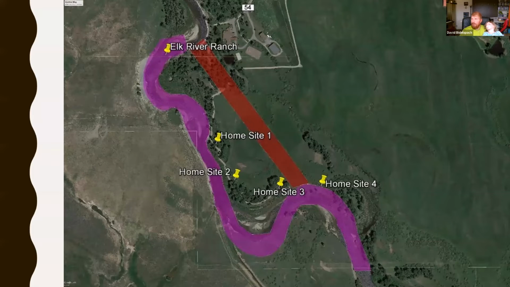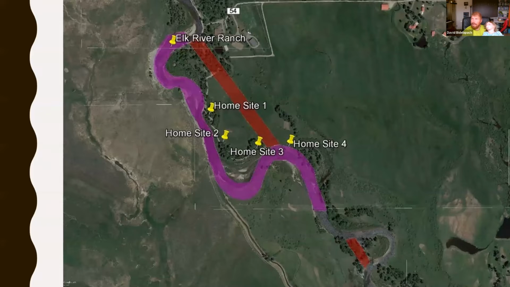So we showed this, and we showed that once we get to that point, we're going to have a potential of a cutoff occurring here. And that cutoff would then isolate these home sites in the future. It may take out the home sites, but it would definitely isolate the home sites with the potential occurrence of this chute cutoff.